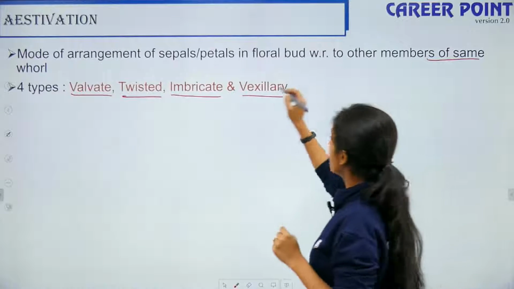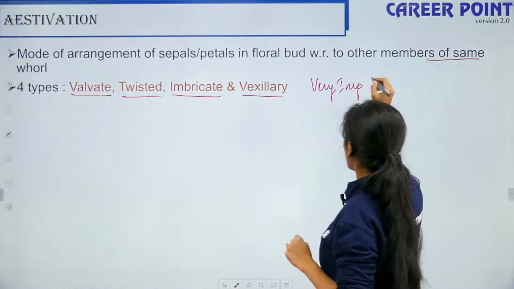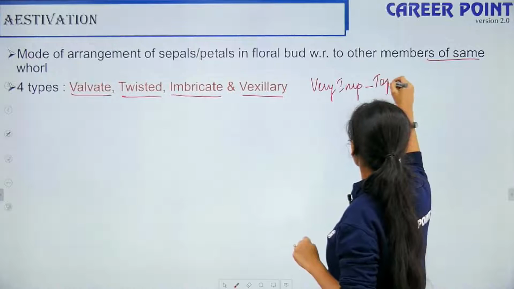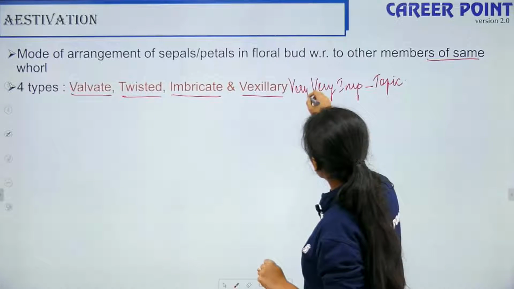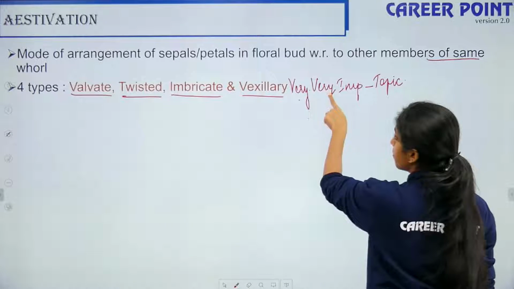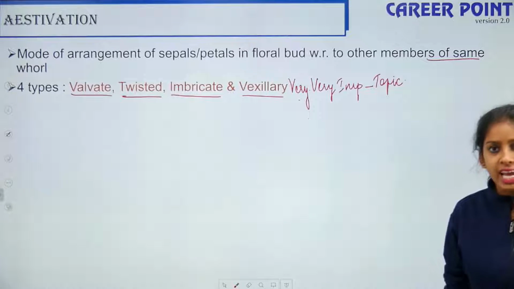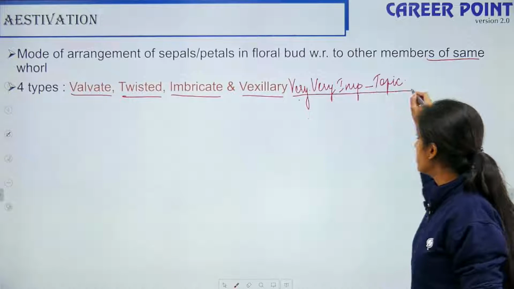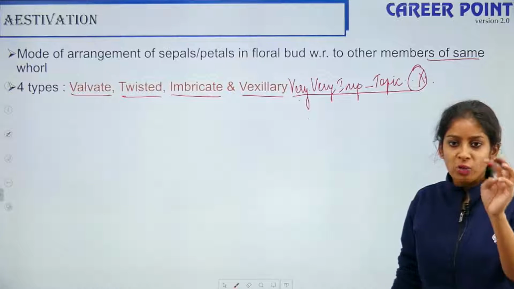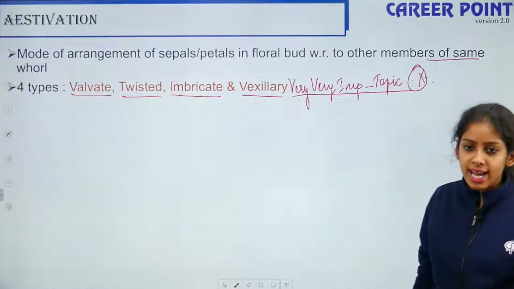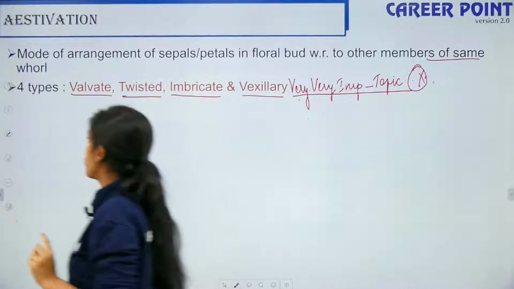So how will you remember the four types? Very important topic. So valvate, vexillary, imbricate and twisted. Every time in NEET you have a question from this. So that is why it is a very, very important topic. So valvate, vexillary, imbricate and twisted. So these are the four types of your aestivation.